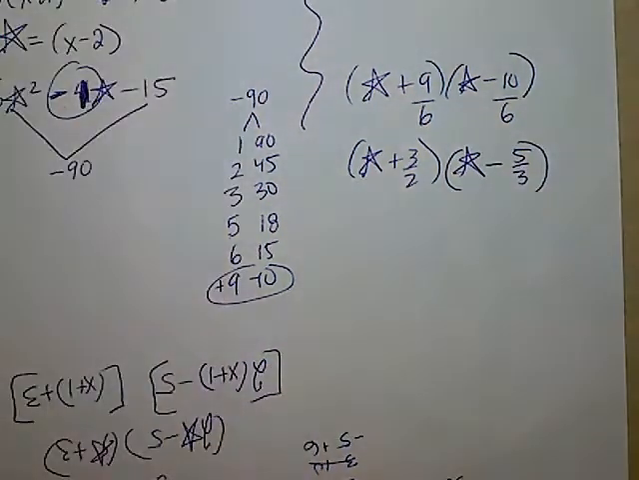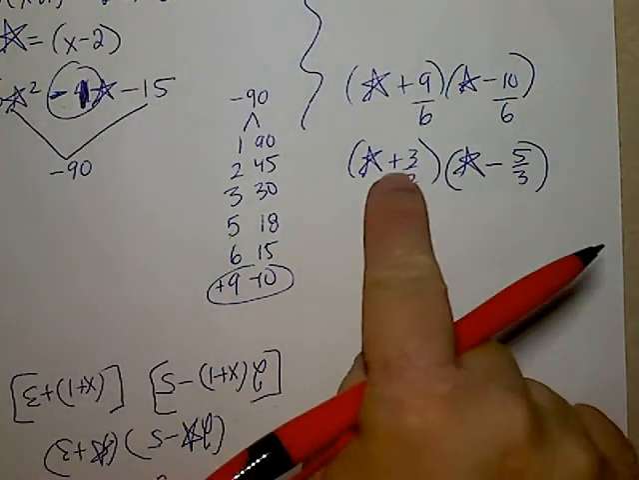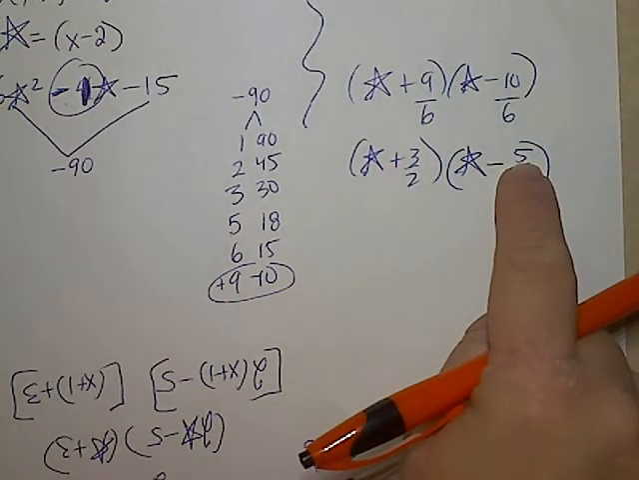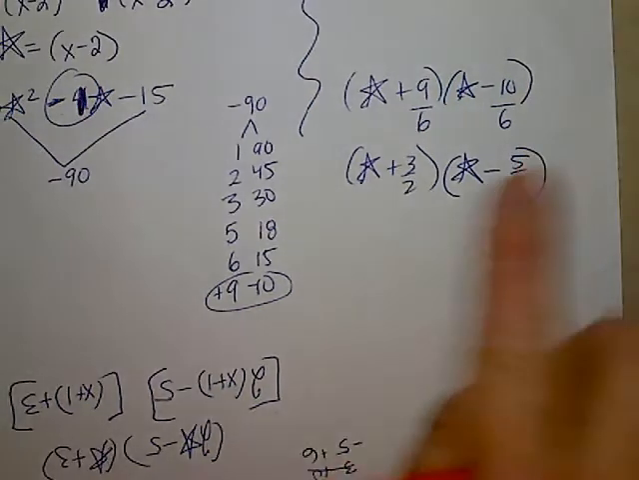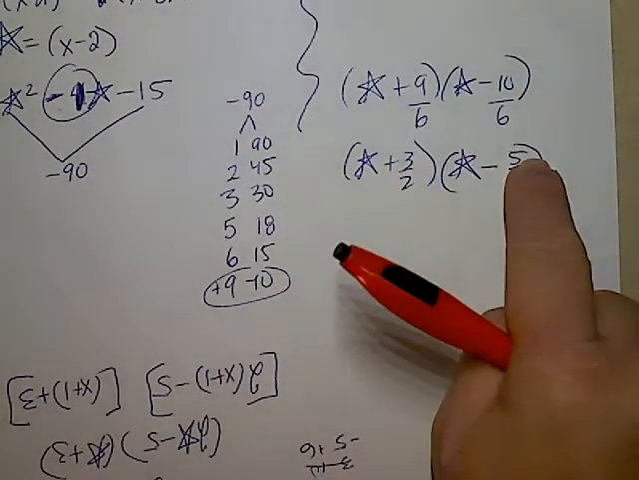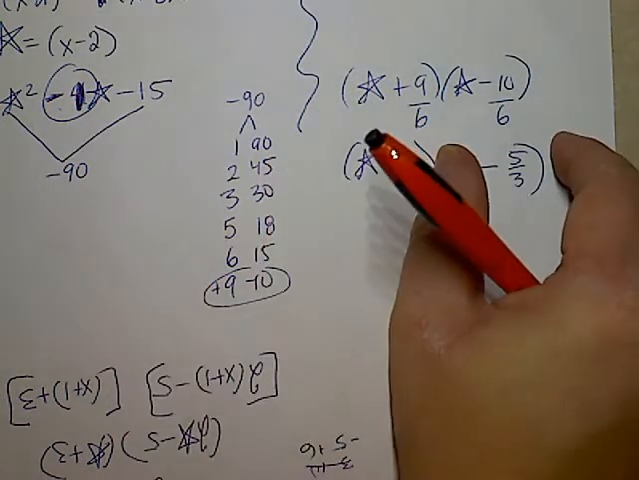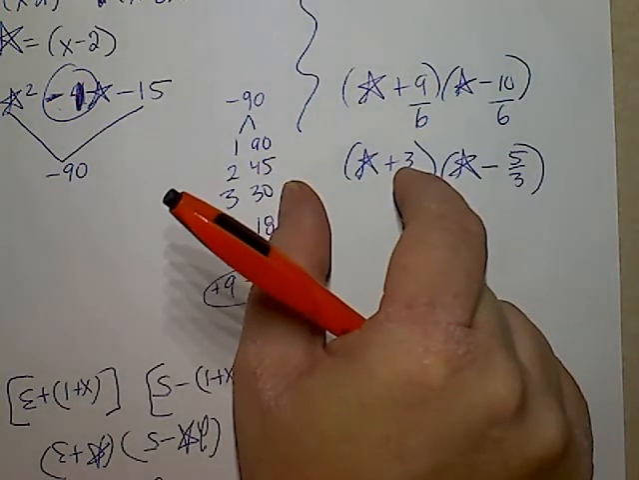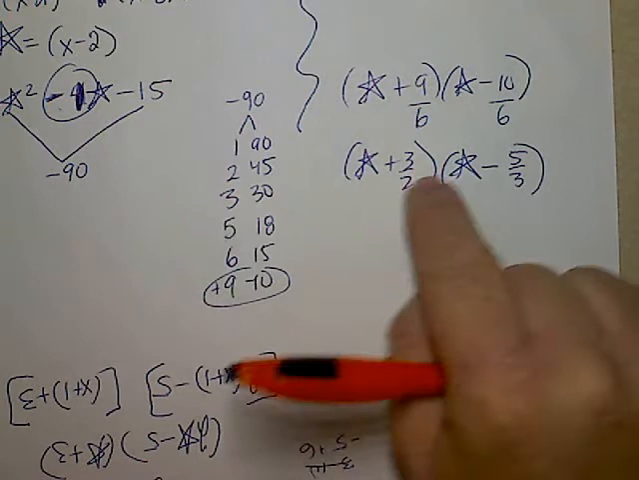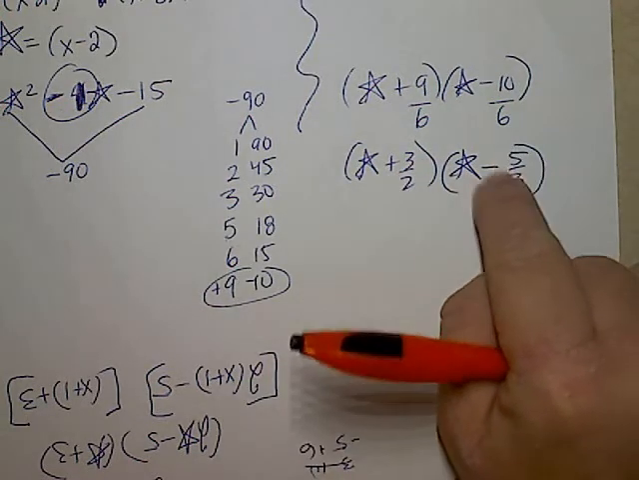Students have asked me in the past, does it matter if I have these lines? Like, does it matter if this one's negative and this one's not, positive? It does matter. Each one of these is considered a factor. The star minus 5/3 can be in front, or it can be in back, just like the star plus 3/2 can be in front or back. What does matter is that this is positive. It does matter that the 5 is negative.